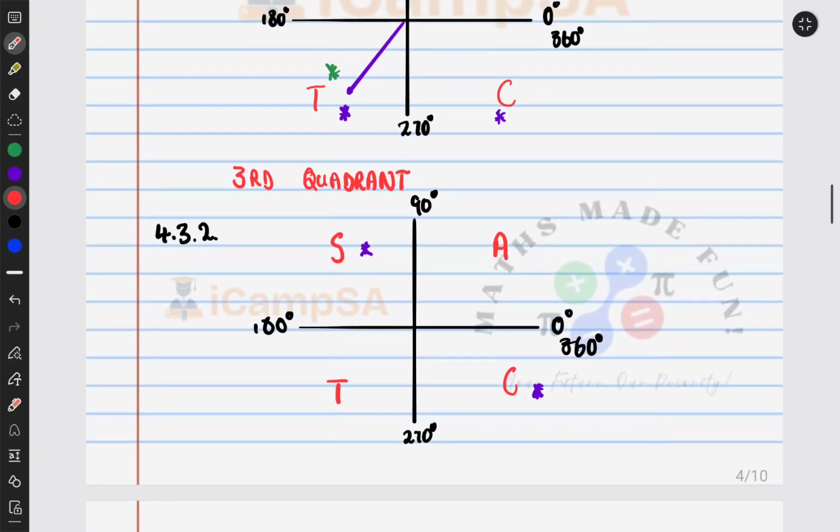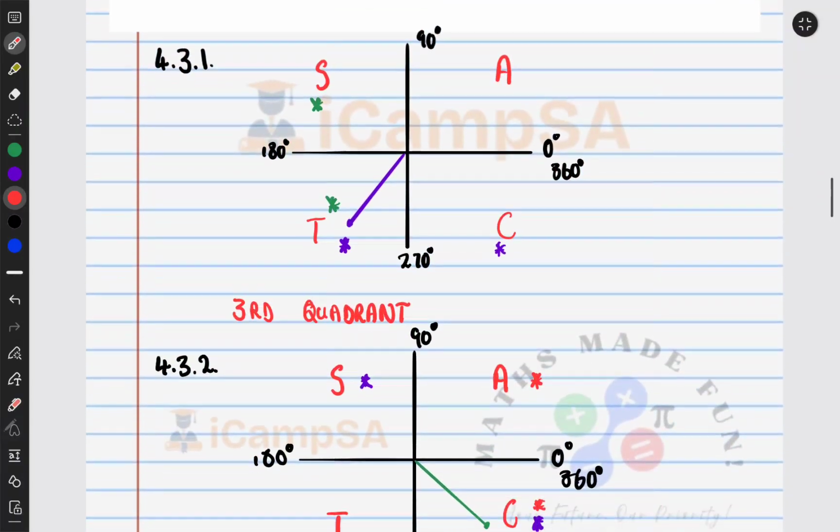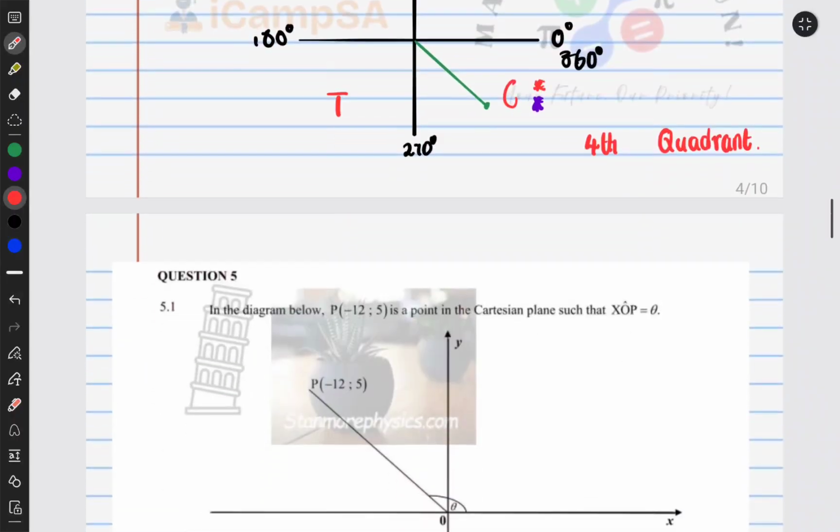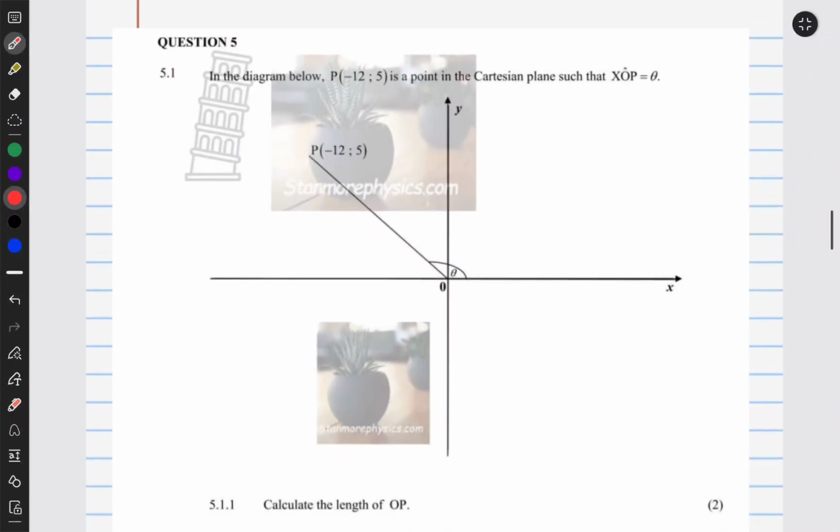So where is cos theta positive? In the fourth quadrant and in the first quadrant, because in the first quadrant all the trigonometric ratios are positive. So wherever we have 2 stars, that is where our arm will be located, and in this case it is the fourth quadrant. So you write your answer: fourth quadrant. Okay, so that is that for 4.3.1, and actually that is that for question 4. Let's go now to question 5.